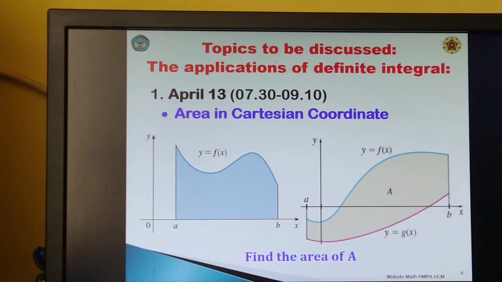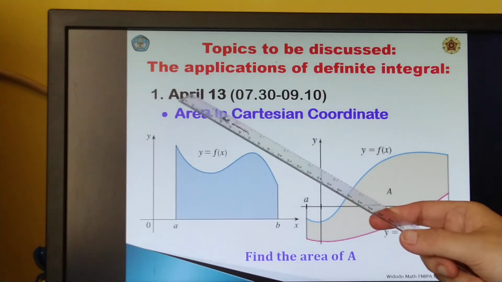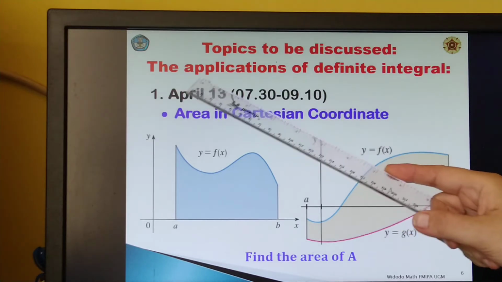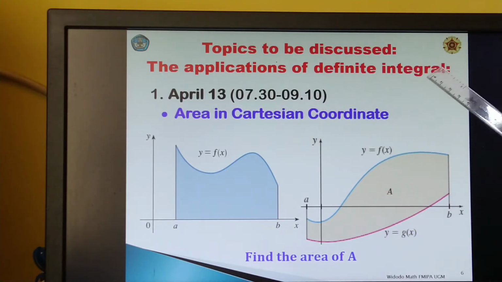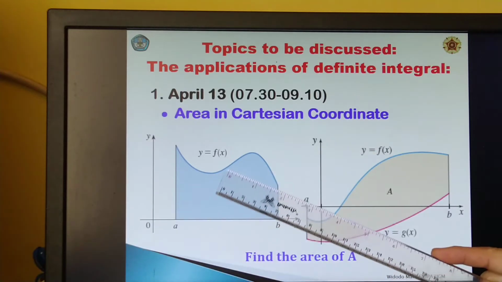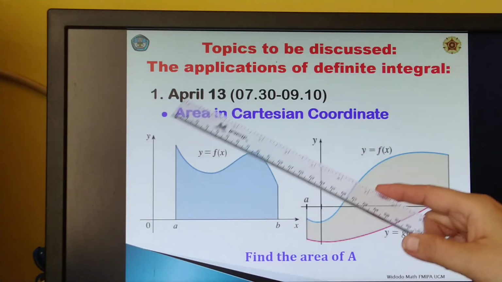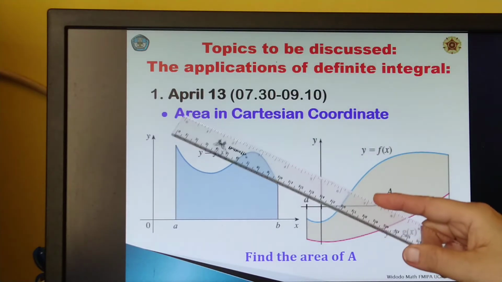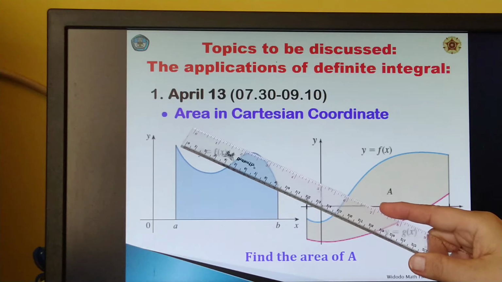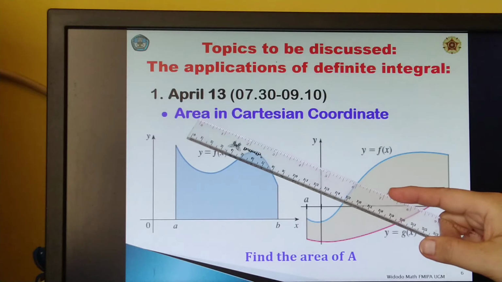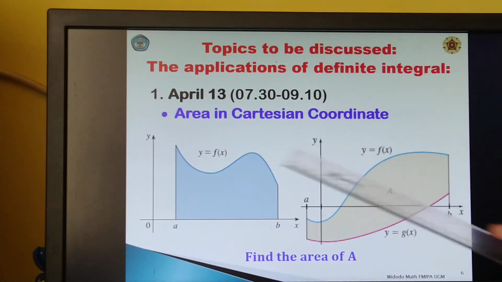The topic to be discussed will be focused on the application of the definite integral. Of course, there are many applications of the definite integral, but because of the limited time, we only want to discuss them in 6 sessions. The first session is on April 13. It is actually 100 minutes. We would like to concentrate on the discussion of area in Cartesian coordinates.